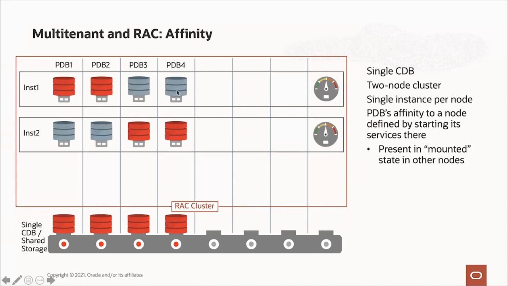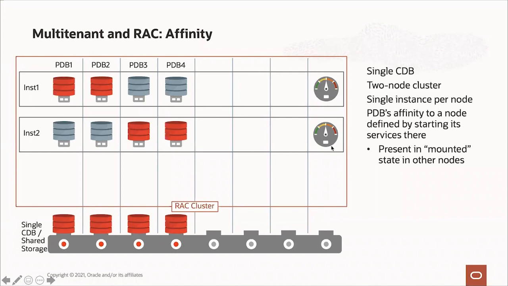Now, what happens if you look in instance 1 for PDBs 3 and 4? In fact, they show up, but they show up in mounted state, which is basically closed. So these two are open, and these two are closed in instance 1. And conversely, in instance 2, PDBs 1 and 2 are closed, and 3 and 4 are open. And so this is really nice. It's a nicely balanced system. These little meters here are showing a pretty nicely balanced system.